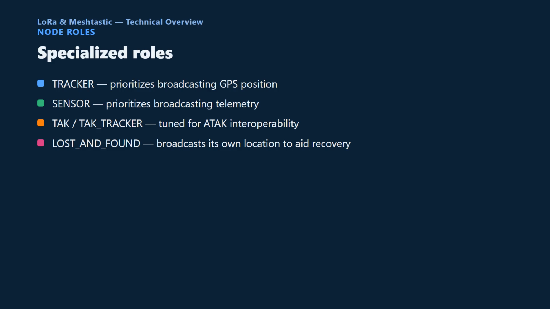Then the specialized roles. Tracker prioritizes broadcasting its own GPS position. Sensor prioritizes broadcasting telemetry. Talk and TAK tracker are tuned for ATAK interoperability, which we will come back to, and they reduce routine mesh chatter to make room for position traffic. And Lost and Found regularly broadcasts its own location as a plain text message on the default channel, specifically to help you recover a misplaced device. None of these change how routing works. They change what a node prioritizes sending.